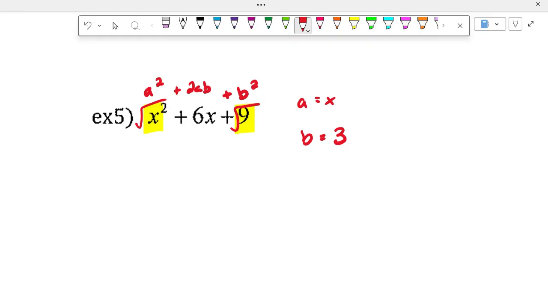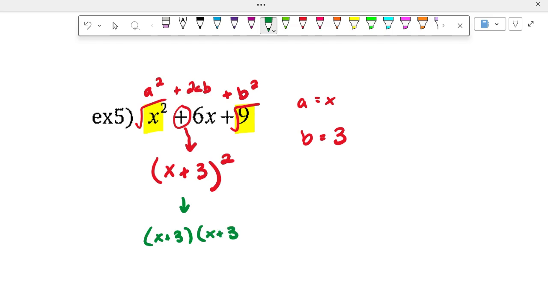Now, the factoring, we've already done the first step. That first step being square root the first and the last term. And then our sign is going to be the sign of the second term. So this will be x plus 3 squared. And remember, this is the same as x plus 3 times x plus 3.